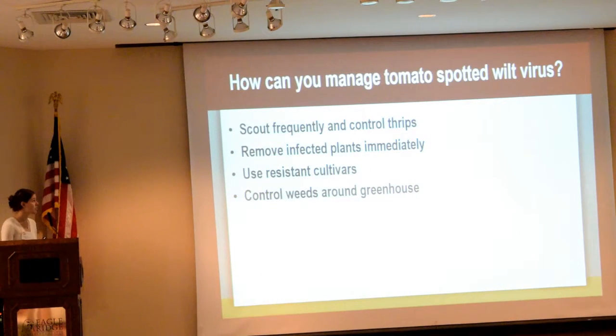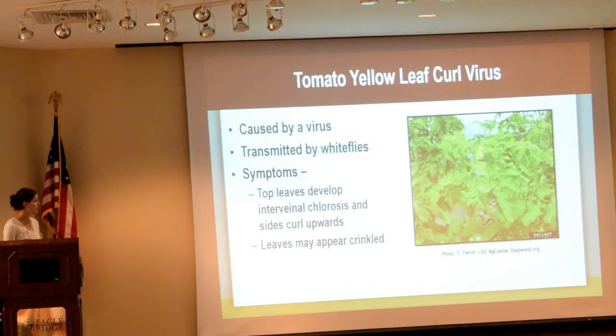Management of tomato spotted wilt virus includes scouting frequently and controlling thrips and removing infected plants immediately. There are also resistant cultivars for tomato spotted wilt virus, and again controlling weeds around the greenhouse.